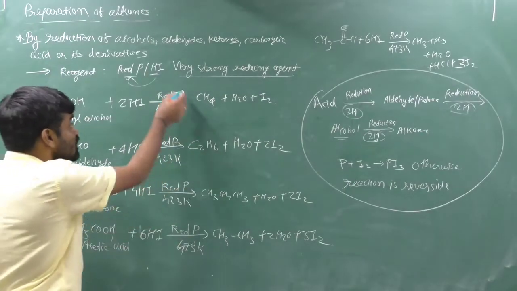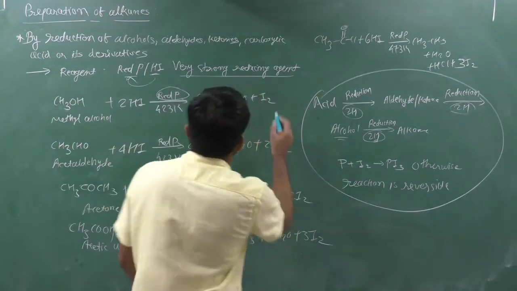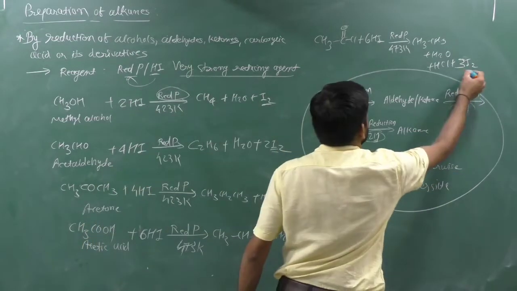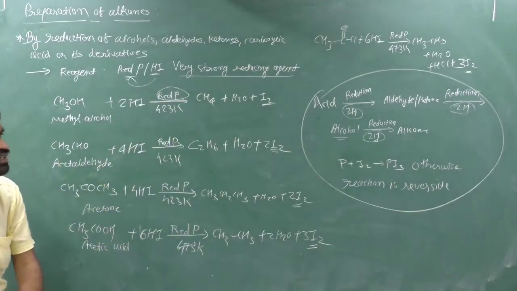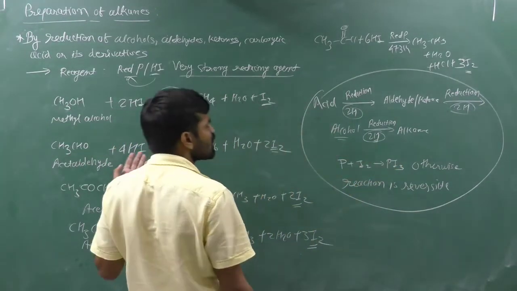So why do we use red phosphorus? Red phosphorus is used because in every reaction iodine is liberated. This iodine gives the reversible reaction.